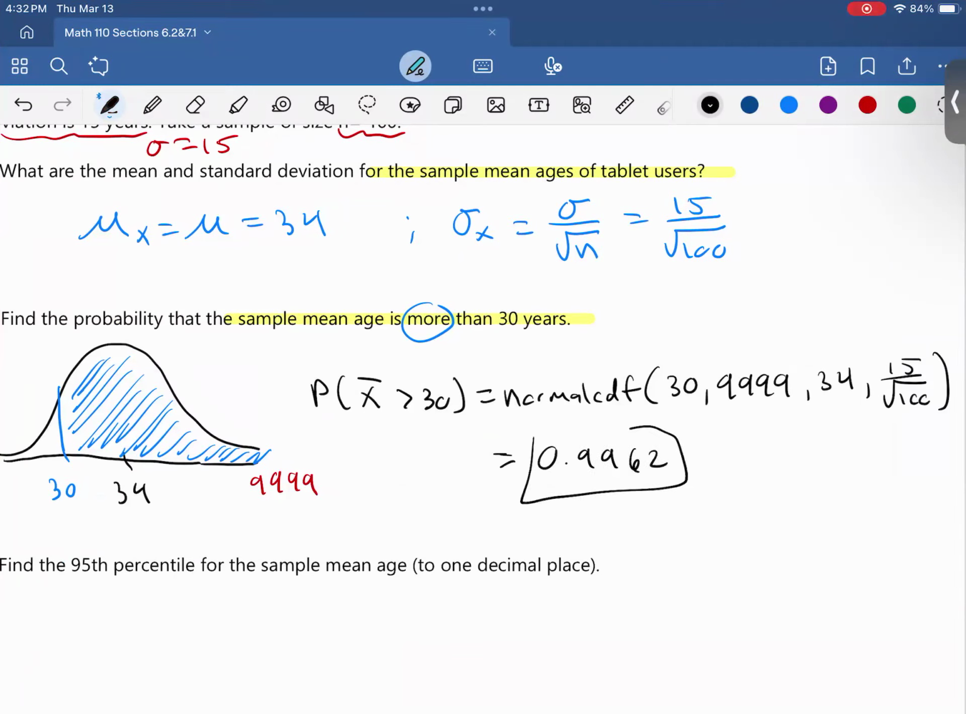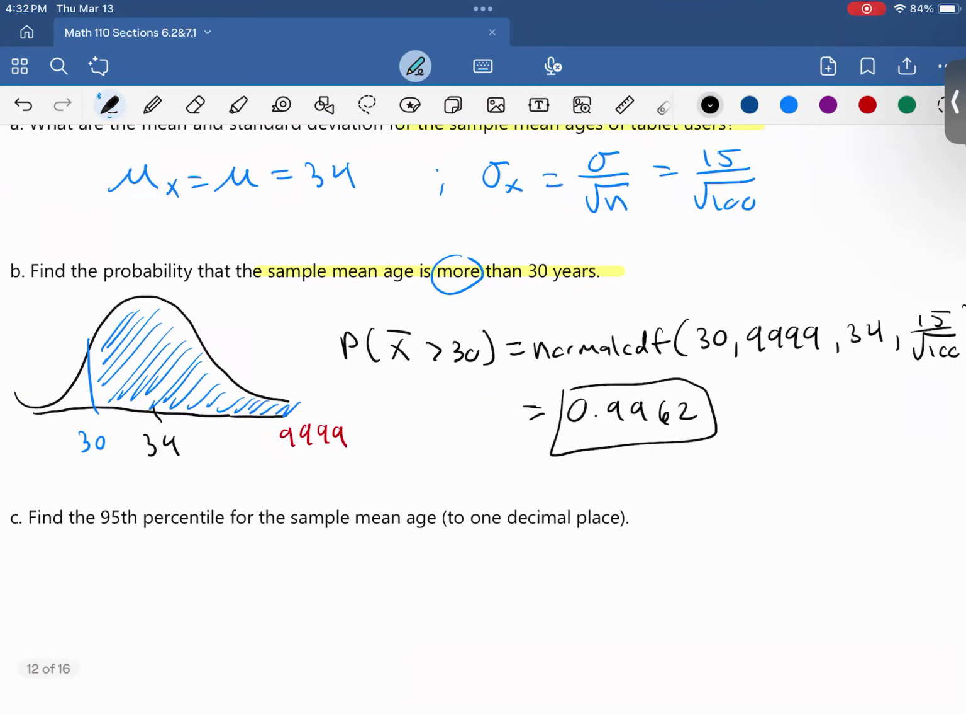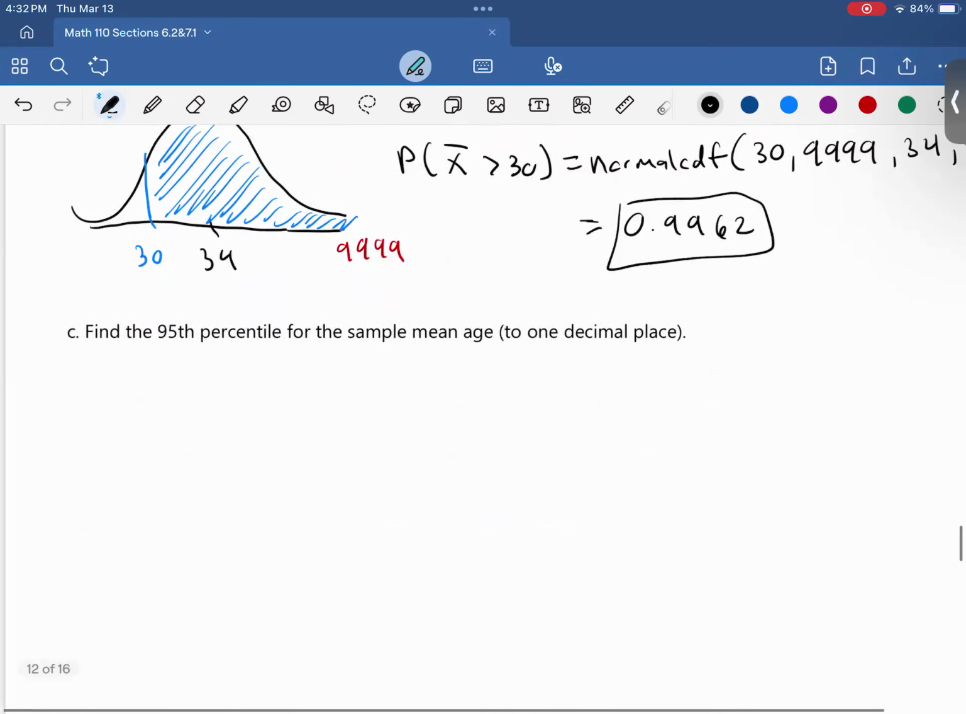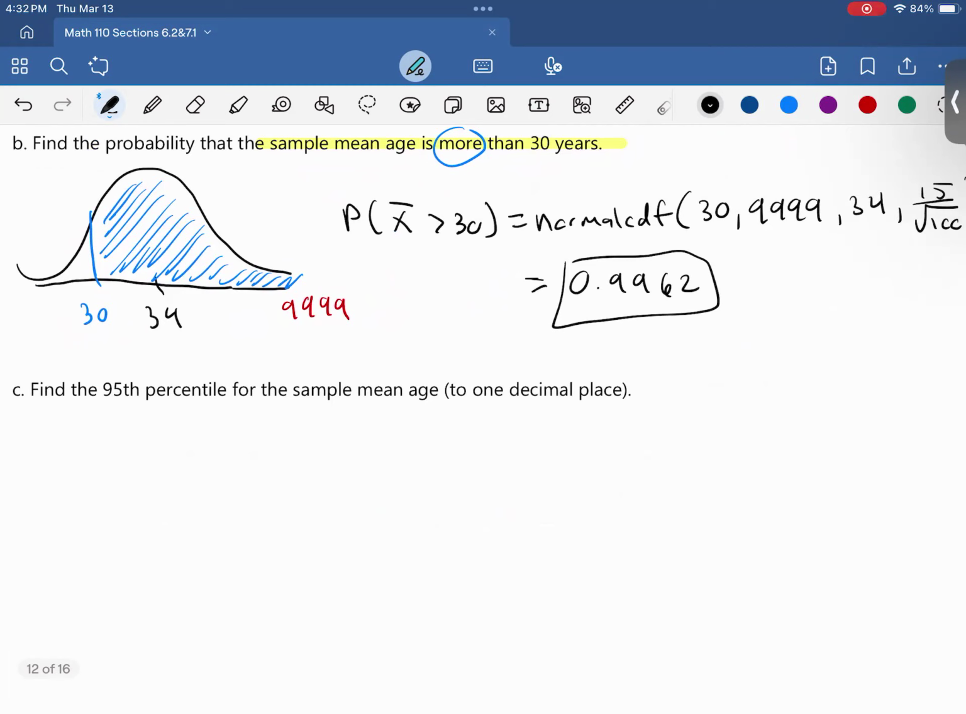So the probability from the sample mean that they're more than 30 years old is almost 100%. So last question, let's look at part C. Find the 95th percentile for a sample mean age.